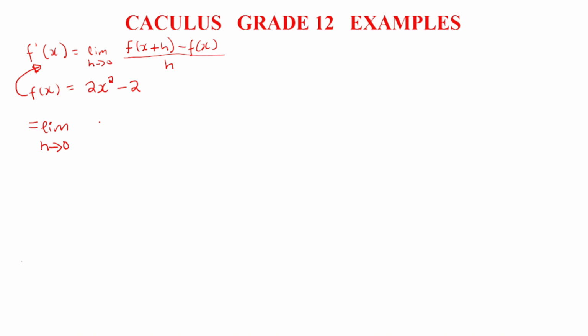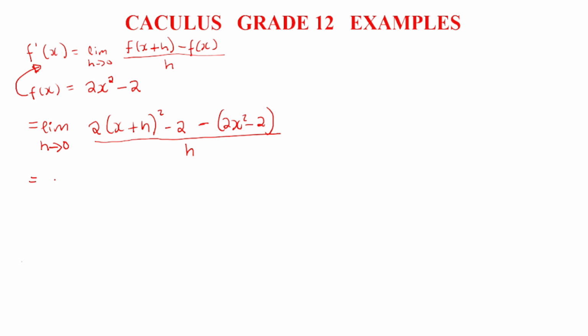Okay, therefore let's go ahead and substitute. Wherever there's x, we're going to substitute x plus h. Okay, so we're going to have 2 there as our coefficient, x plus h squared. Wherever there's h, we substitute that, minus 2, minus in brackets 2x squared minus 2. Please don't make a mistake of not dealing with the minus here. That's why you must put your answer in brackets, right? Therefore this will be all over h.